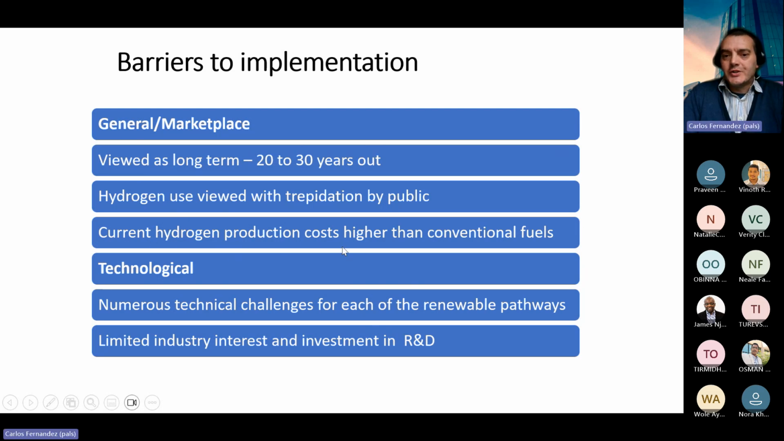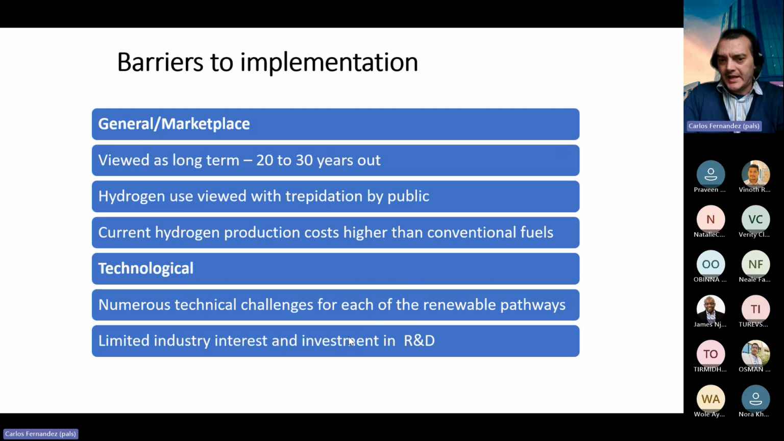Current hydrogen production cost is higher than conventional fuels, as we mentioned earlier in that particular paper, compared to, for example, reforming or steaming, which is obviously at the moment one of the cheapest. But as we mentioned, there is the high production of CO2 and CO. Technological challenges: there are the critical raw materials that we mentioned, and limited industry interest and investment in research and development. More and more, we need to find more sustainable materials that can come from, for example, bio waste or food waste to produce carbon-based materials.